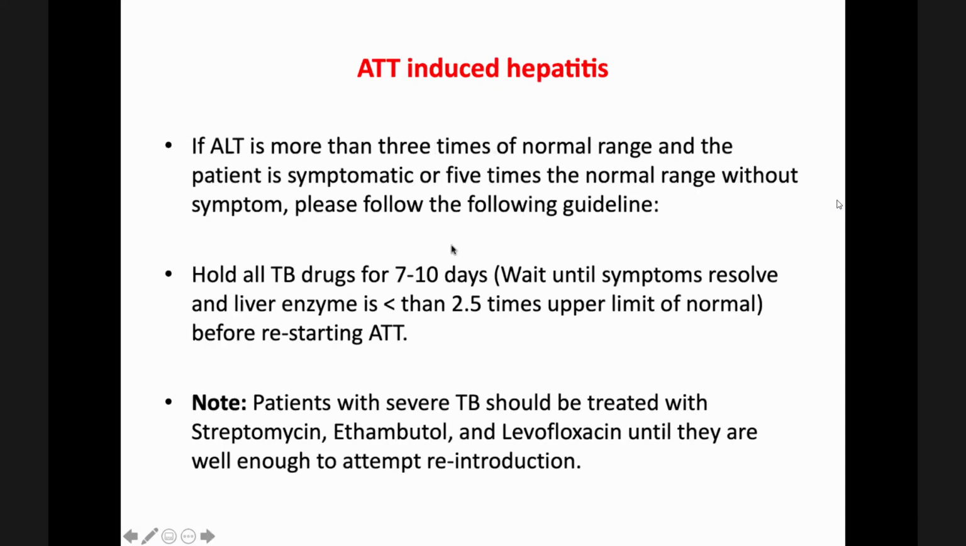If the patient has ATT-induced hepatitis, that is, after taking the tubercular drugs the patient develops hepatitis, this is the most common side effect you are going to see in your clinical practice. What to do if ALT is more than 3 times the normal range and the patient is symptomatic, or 5 times the normal range without symptoms? Please follow the following guideline, which is given by the NTP guidelines.